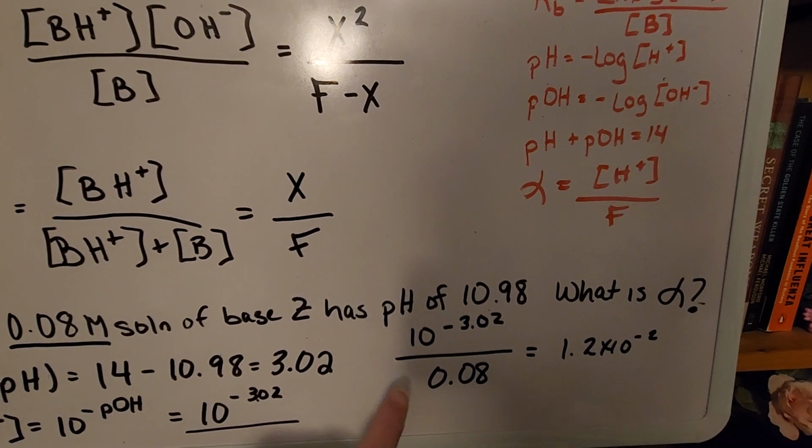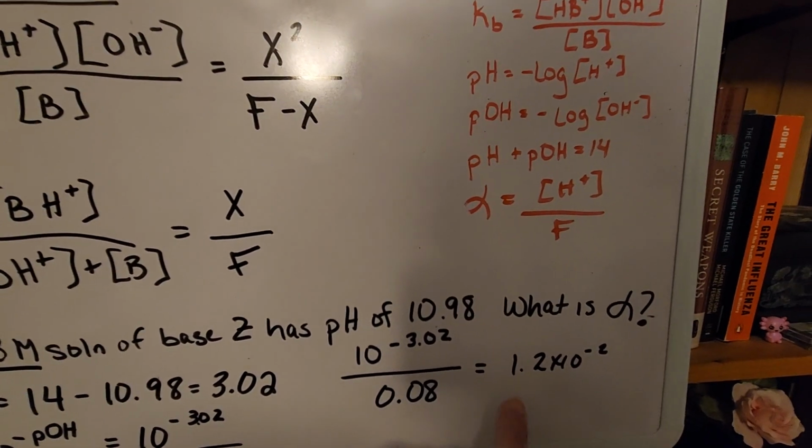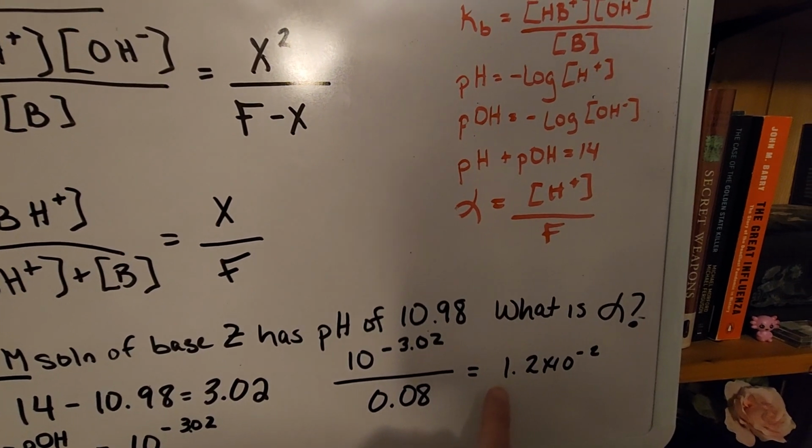We're going to put that over top of our concentration here, and that's going to give us our alpha value as 1.10 times 10 to the negative 2.